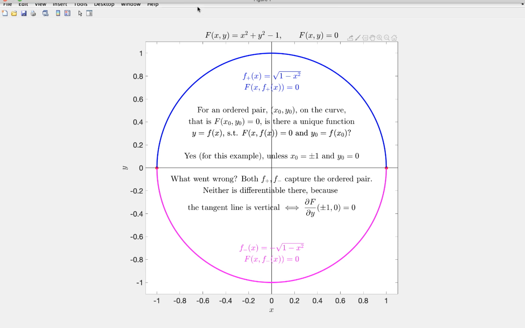We can take that derivative. The derivative of f with respect to y is 2y, and if y is 0, I get 0. So if the derivative of f with respect to y is 0, then the tangent line of this graph, that is the graph of the circle, is vertical. So let's keep this example and the dynamics happening here in mind as we work our way through the implicit function theorem in multiple dimensions.